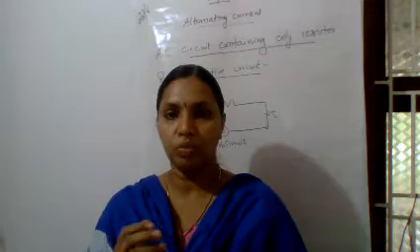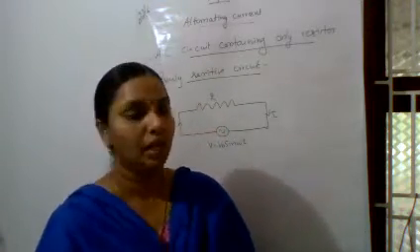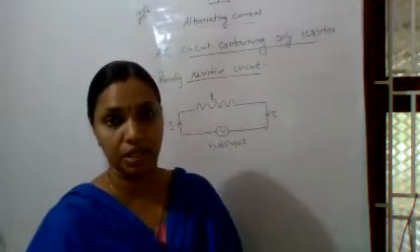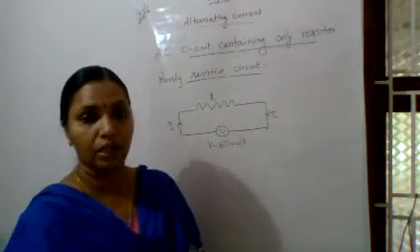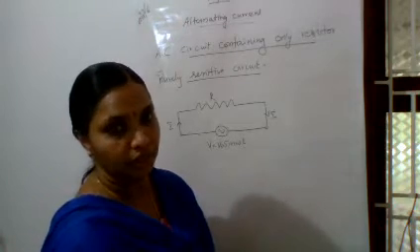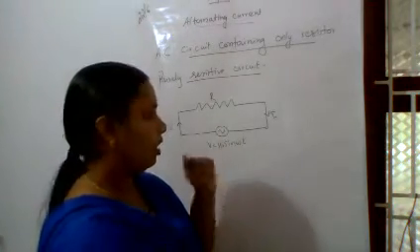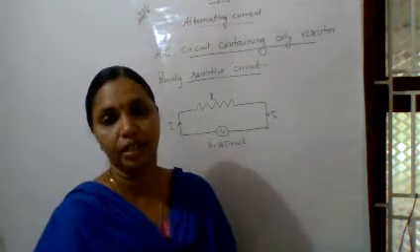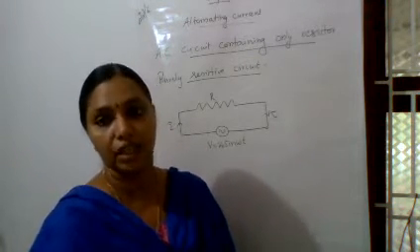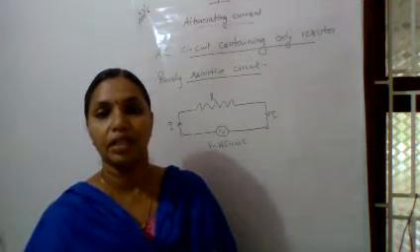Is it obeying Ohm's law, and how is it obeying? Such a circuit is known as a purely resistive circuit. Only a resistor, it is known as a purely resistive circuit. Here we require the phasor diagram, the graphical representation, and we are going to study what is the phase relationship between the voltage and current.